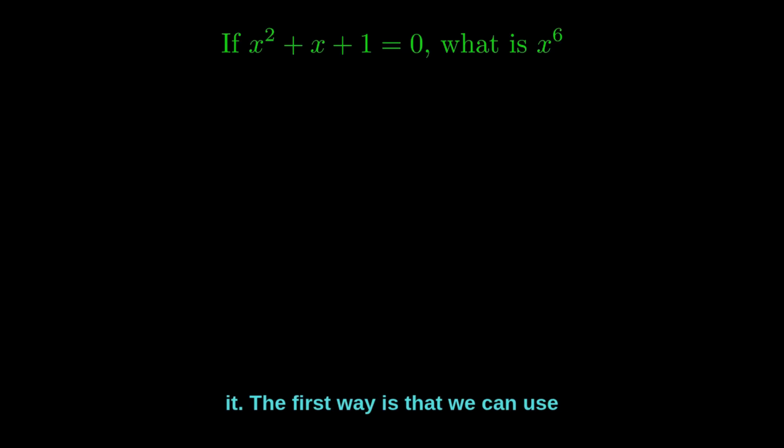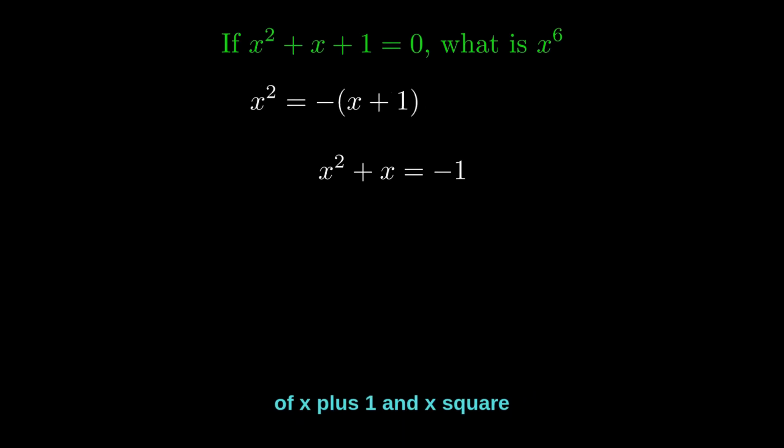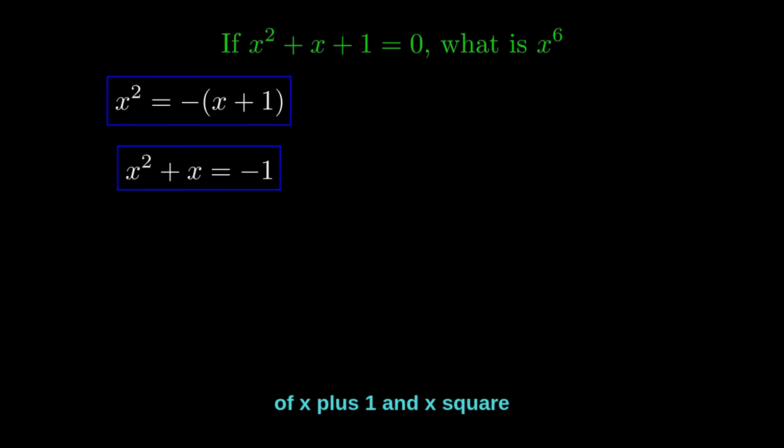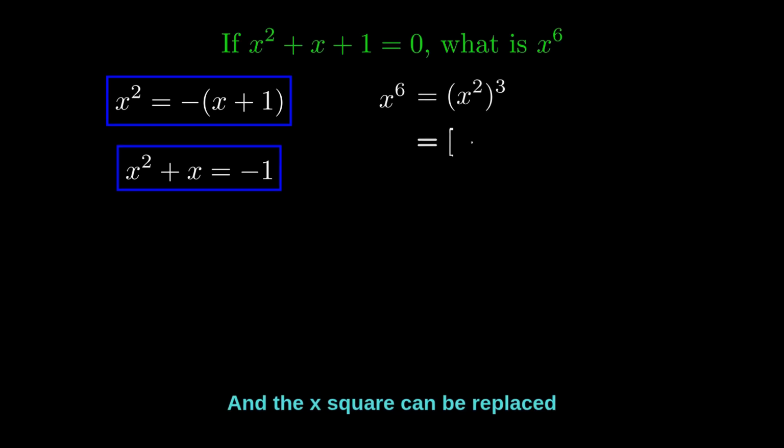The first way is that we can use substitution to reduce the power and then simplify the question. We know that s squared plus s plus 1 equals 0, so s squared equals the opposite of s plus 1, and s squared plus s equals minus 1. So here we can rewrite s to the power of 6 as s squared to the power of 3, and the s squared can be replaced by minus (s plus 1).